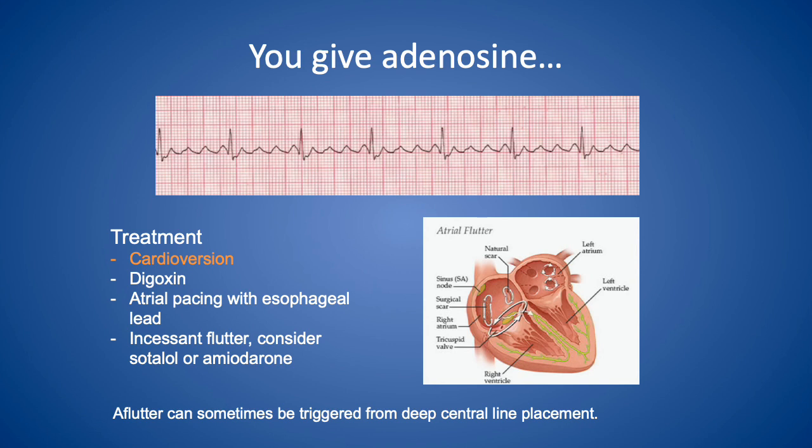There are some medications that you could consider, like amiodarone and digoxin, but generally the treatment here, whether you're unstable or stable for aflutter, would really be cardioversion, synchronized cardioversion. And for incessant flutter, you could think about these bigger agents like sotalol or amiodarone. And lastly, aflutter can sometimes be triggered from a deep central line placement, or if it's all the way into the atrium and it's tickling one of the sides, and that might actually elicit the flutter response.